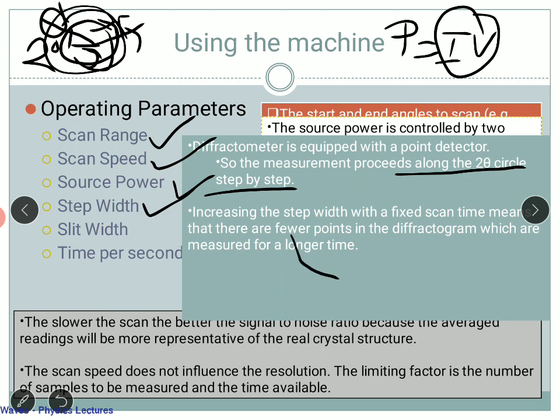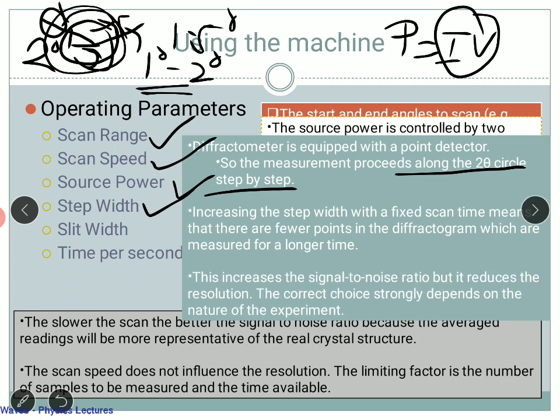What happens is, if you increase the step width, let's say from 1 degree to 2 degree, with a fixed scan time, that means there are few points in the diffractogram which are measured for a longer time. So between 1 degree and 2 degree, nothing is measured. But if from 1 you go to 1.5 degree, that means you have a step of 0.5 degree. So the step width has been reduced, and there are more points which can be measured by the diffractogram.